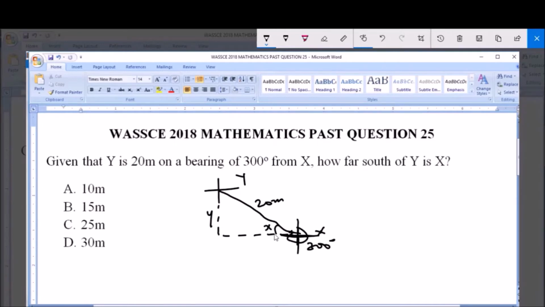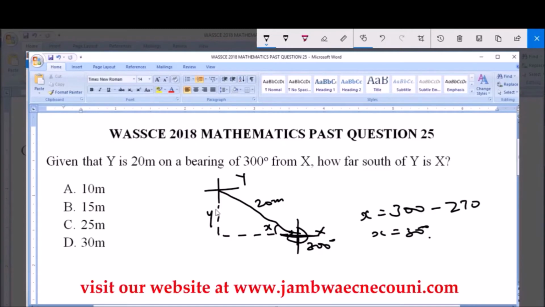Now looking at this, you see that x plus 90 plus 90 plus 90 will give us 360 degrees. So therefore we can say x is equal to 360 minus 270 degrees. So x is equal to 30 degrees. Now since we know the value of x is 30 degrees, y is the opposite of x. We can now say sine x is equal to y all over 20.